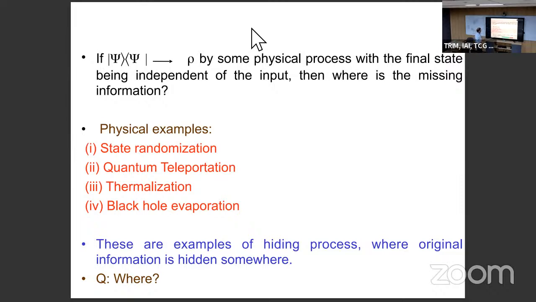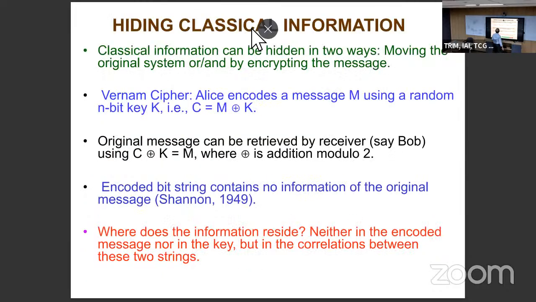And in this paper, we also call this the hiding process, because the original information is hidden somewhere in the rest of the universe, but the question is where. So that is answered by the no hiding theorem. So before coming to the statement of the no hiding theorem, let me tell you how you hide classical information.